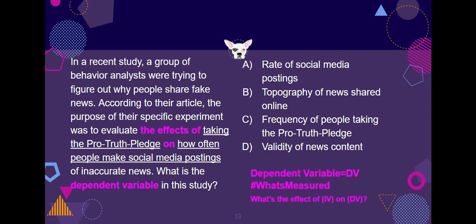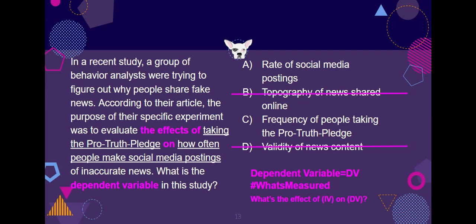Dependent variable equals what's measured. I also like to use the template, what's the effect of the IV on the DV, whenever I see a research-related question. It's a good framework for thinking about basic RQs and breaking them down into their key elements. So of our possible answers, we can first eliminate the ones that are clearly missing in the question. Our question doesn't mention topography at all, so we know we aren't mentioning or measuring the form or shape of fake news. We also don't see any mention of validity or measures of validity, so we can rule that one out too. Now we're down to 2 choices.